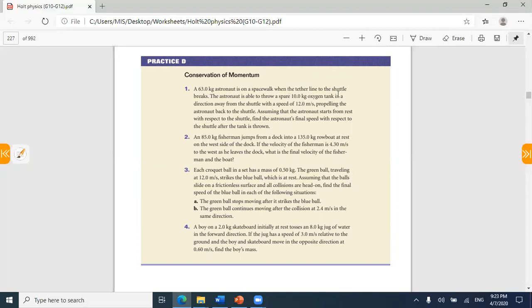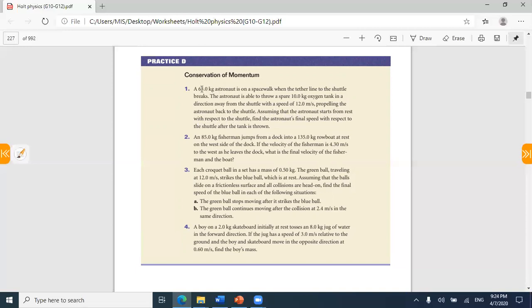Now, when he throws the oxygen tank in a direction away from the shuttle with a speed of 12 meters per second, propelling the astronaut back to the shuttle. So when he throws the tank, he or she has to go in the opposite direction. So assuming the astronaut starts from rest, so everything starts from rest with respect to the shuttle, find the astronaut's final speed. We call the astronaut M1, so as if we are going to find V1 final with respect to the shuttle after the tank is thrown.